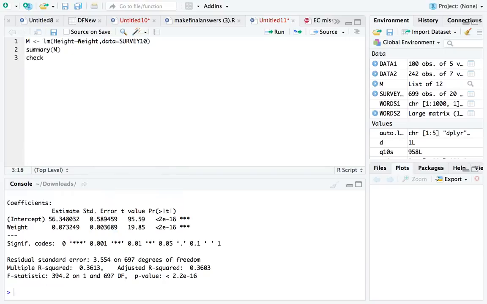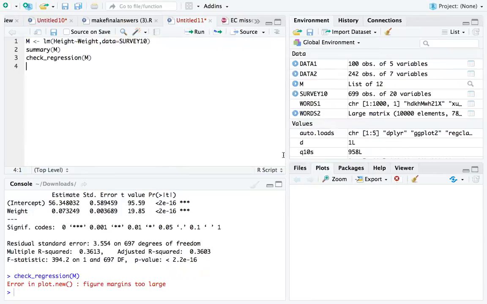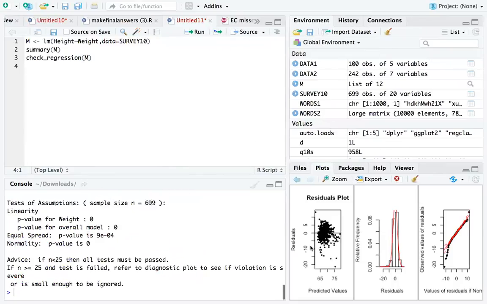And we can do check regression on it. It never hurts to take a look at what's going on. It doesn't like my figure margins, so let's fix that a little bit. We do have some outliers here for the model. We have a little bit of non-normality in the residuals. The linearity looks to be all right, but we do see problems throughout this model. Looking at the p-values, kind of bad, and the graphics, it's not the best of models.